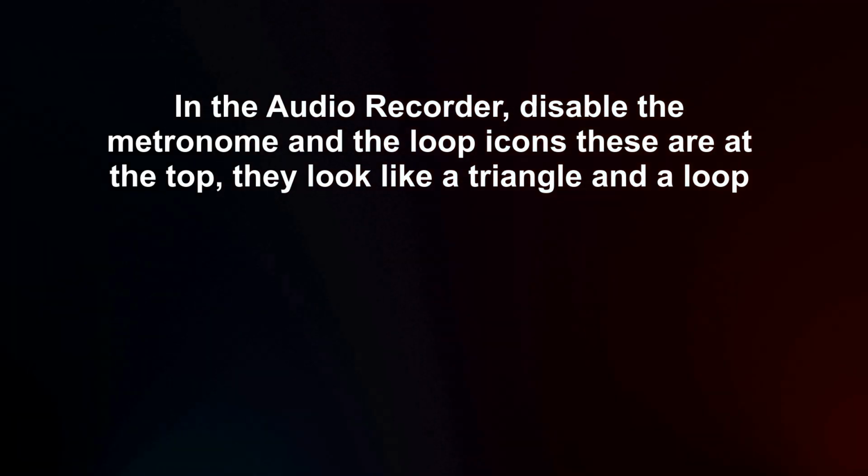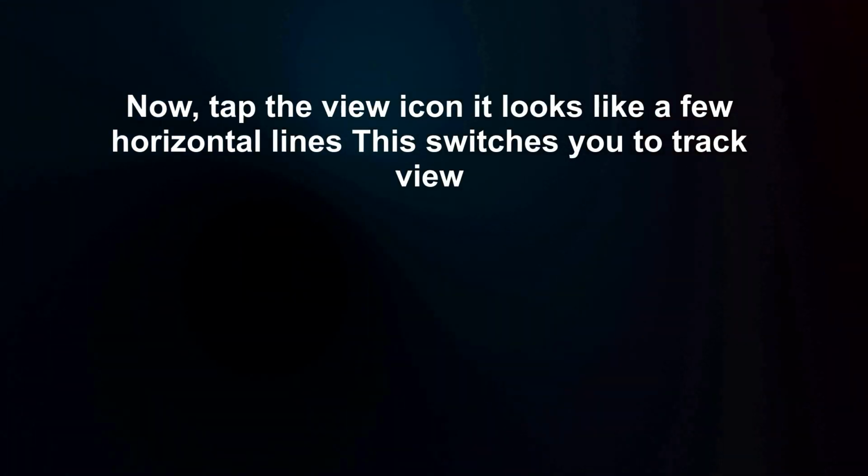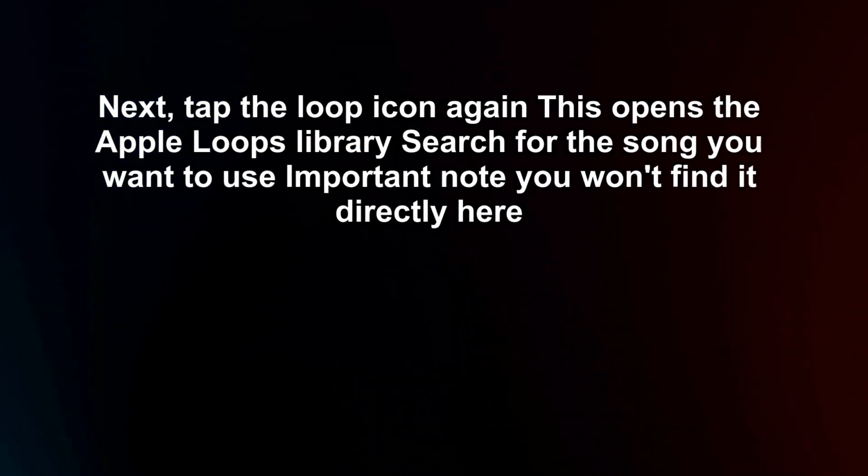These are at the top. They look like a triangle and a loop. Now, tap the view icon. It looks like a few horizontal lines. This switches you to track view. Next, tap the loop icon again.